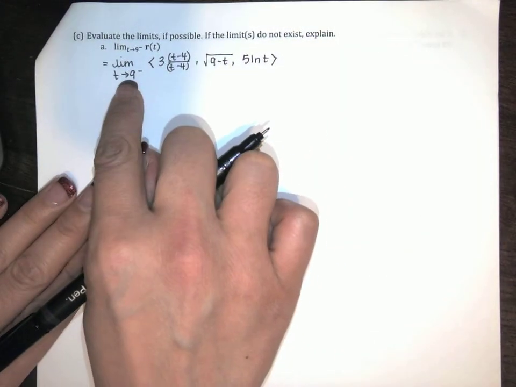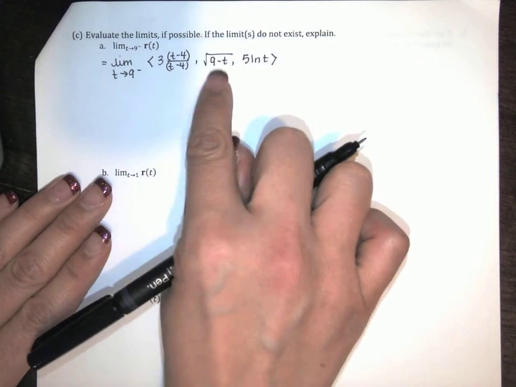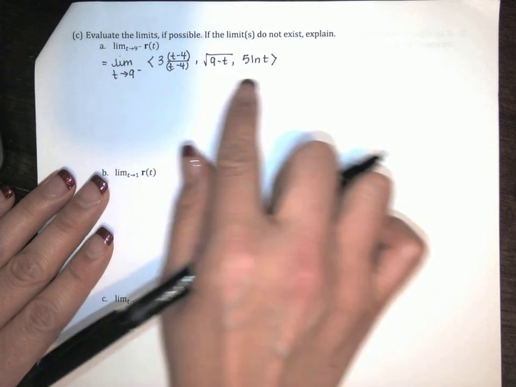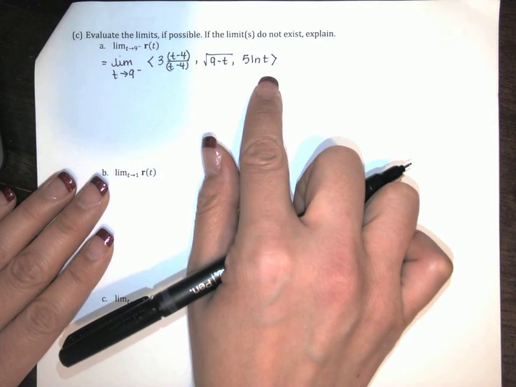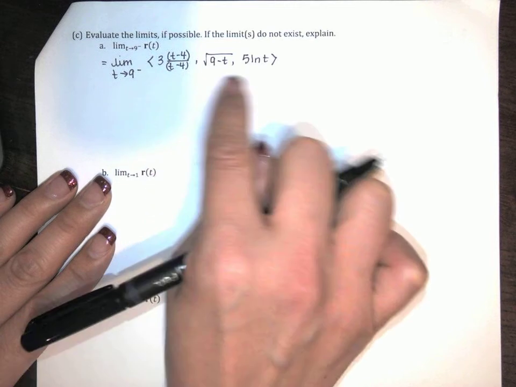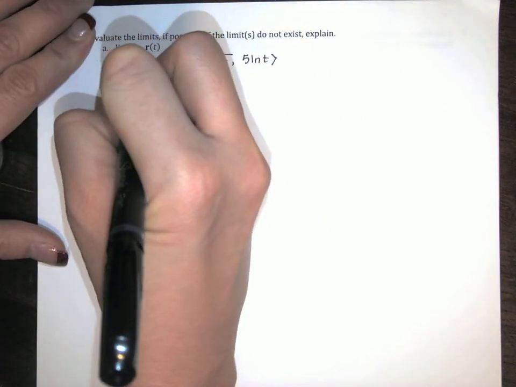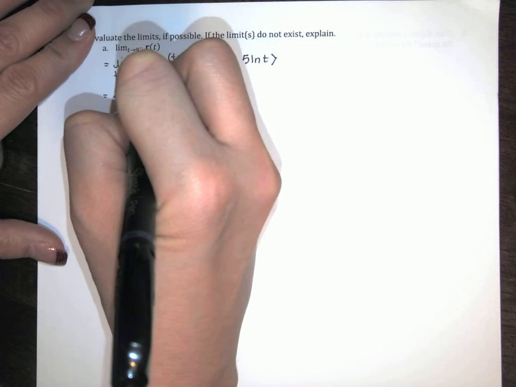Now, if the limit of all 3 of these functions exists as t approaches 9 from the left, then this limit is equal to this limit. You just take the limit of each of the components one by one.